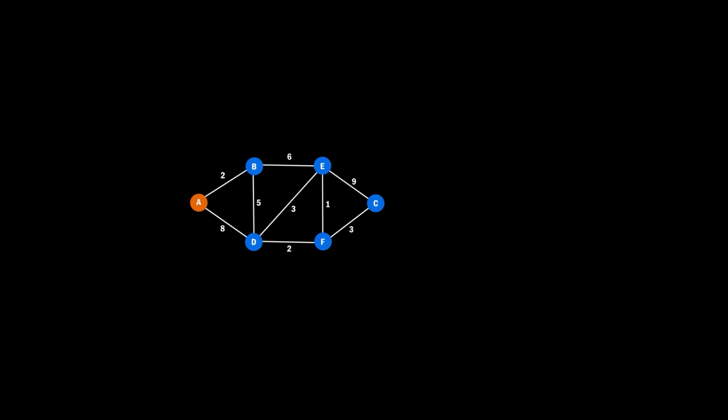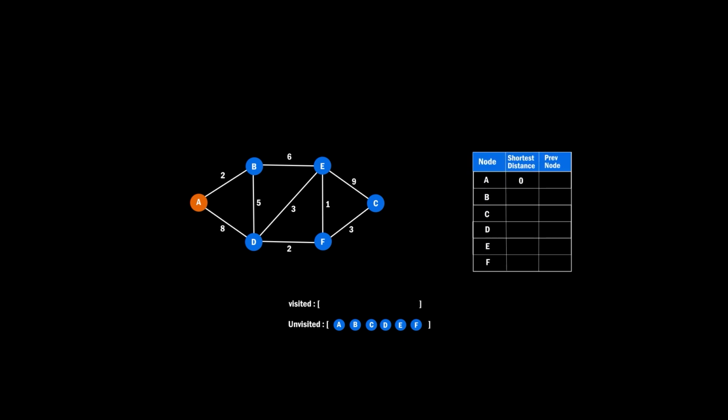So therefore, we create two lists. A list of unvisited nodes that contains every node in the graph, and also visited nodes that is empty in the beginning. In the second step, we assign to all nodes a tentative distance value that will be changed over time. So therefore, we can use this table on the right, which consists of 3 columns.